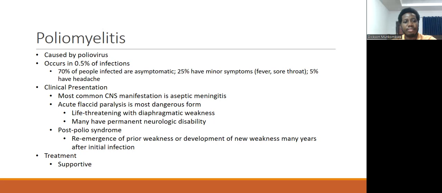The clinical presentations: the most common CNS manifestation is aseptic meningitis. Acute flaccid paralysis is the most dangerous form of CNS polio presentation. So acute flaccid paralysis is life-threatening because of diaphragmatic weakness. Many have permanent neurological disability after an attack of acute flaccid paralysis. Then you can also have a post-polio syndrome as a presentation of poliovirus infection. So this is a reemergence of prior weakness or development of new weakness many years after the initial infection. So the treatment of poliomyelitis is often supportive.